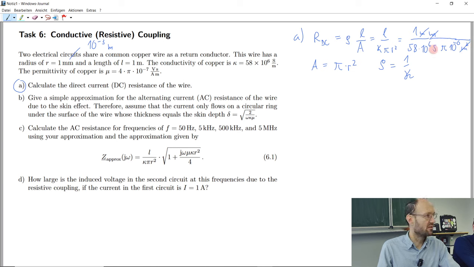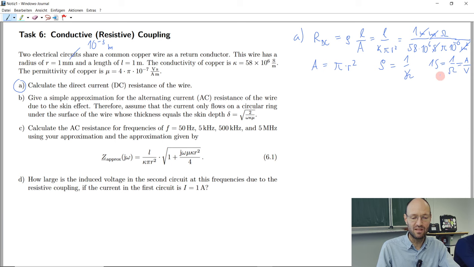1 over siemens is the same as, how could I replace the siemens? Well, what unit do we want to get at the end for resistance? Ohm. So we should get ohm. So it would perfectly make sense if siemens is 1 over ohm. And it is. Or siemens is the same as ampere divided by volt. So instead of siemens, I could also write ohm.